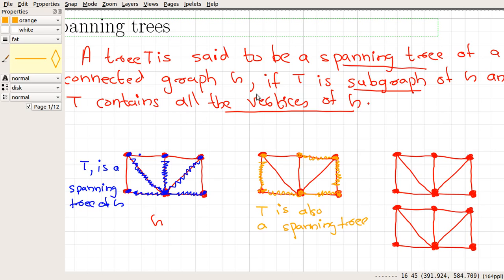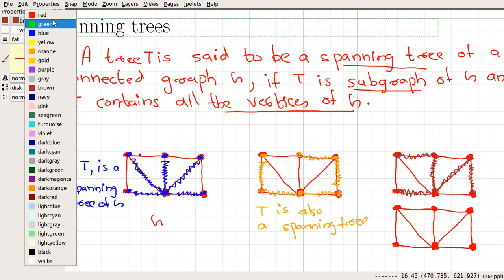Again, similarly, let me draw two more spanning trees here. Another possible spanning tree could be like this: start from here, you include this edge, from here you go to this one, from here use this edge, and from here use this edge and go to this one. From here I use this edge. Here again you can see that this particular subgraph contains all the vertices of the original graph, it is a tree, and it is a subgraph also. So this highlighted one is also a spanning tree.